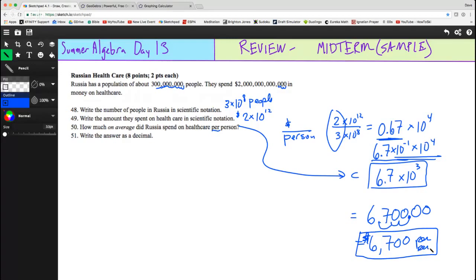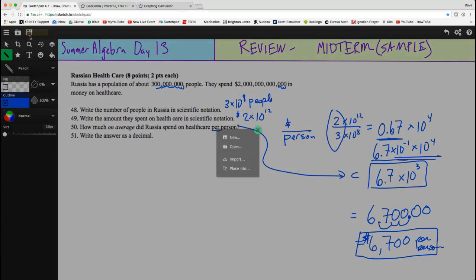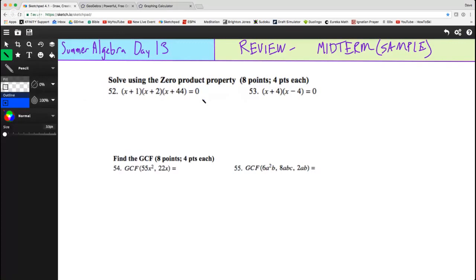Okay, let's keep going. Just a couple more. Solve using the zero product property. Well, you've got to remember what it is. It says if you have things multiplied together, one of them has to be zero. So if the product of some set of things is equal to zero, you can set any one of those things equal to zero, and you will get your answer. So those are ors.